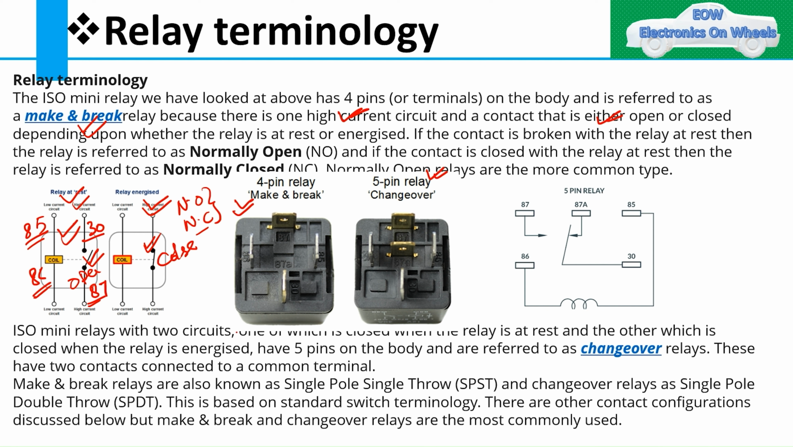So, to explain: there is 86 and 85. Here we have the coil. Then you have the 87 and 87A. This would be the 30. So 30 would be the common.